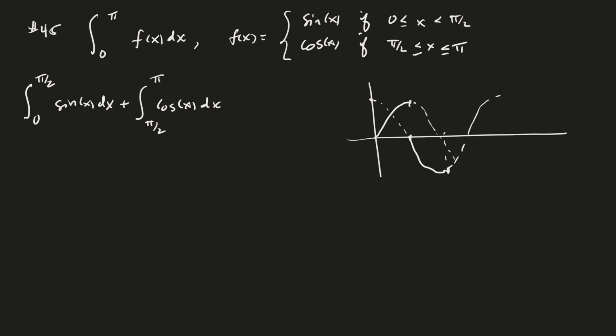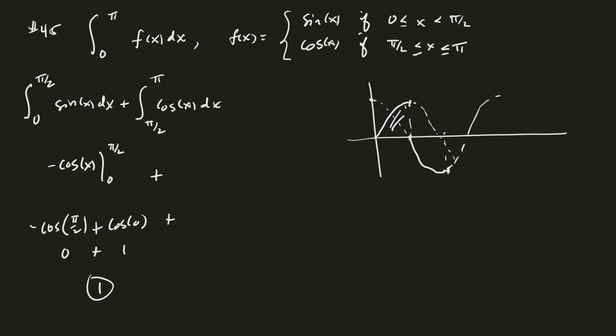So the antiderivative of sine is minus the cosine from 0 to pi over 2. And what would that be? Minus cosine pi over 2 plus cosine of 0. And that's equal to 0 plus 1, which is 1. Good. And then so the area from here to here is 1.